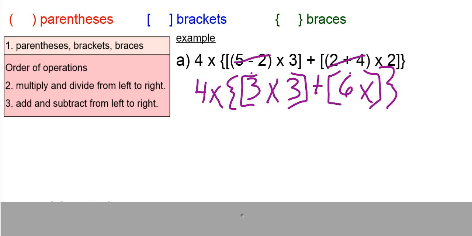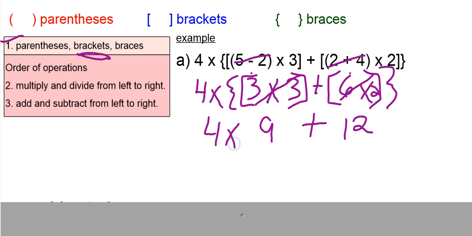And so now I start again and I go back to my order of operations. I don't have any more parentheses, but I do have brackets. So I need to take care of the brackets next. So I'm going to say 3 times 3 is 9 plus 6 times, oh, I left off my 2. Stick my 2 in there. 6 times 2 is 12. So I do have that part of the problem that I need to solve for. So I've taken care of these brackets. I still have my multiplication symbol. I still have the brace, and I still have this brace.